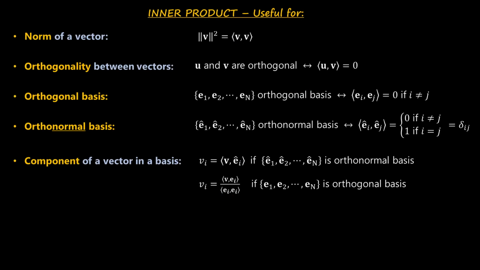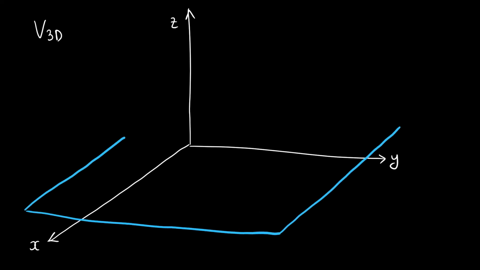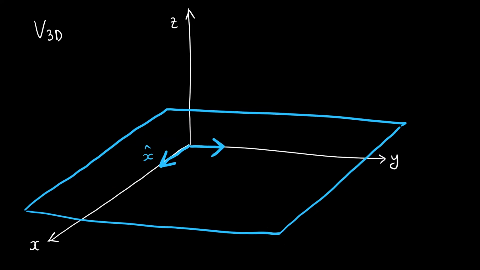Now, let's move to the last item in our list of useful things that we can do with the inner product. Projection of a vector into a subspace. The inner product gives us a nice way to find the projection of a vector into a subspace, and it is very, very useful. So let's do an example in three-dimensional space. Consider all of space, which we denote as V3D. Now consider a subspace. For example, let's take the two-dimensional xy plane, which we can label as W, and which we can define as the span of x hat and y hat.